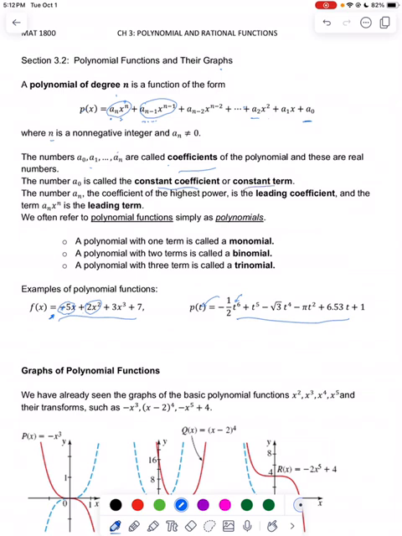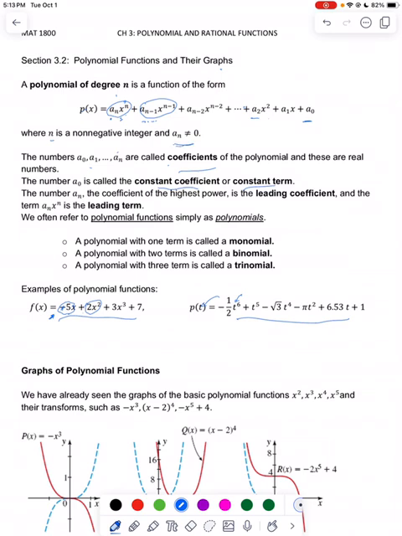And why do we call it the polynomial of degree n? Well, the highest variable power here is n. That's why it's called a polynomial of degree n. So the degree of a polynomial is found by looking at the highest power on the variable.